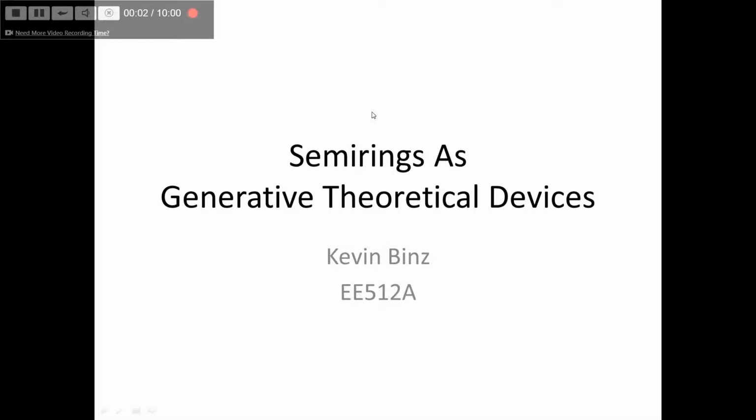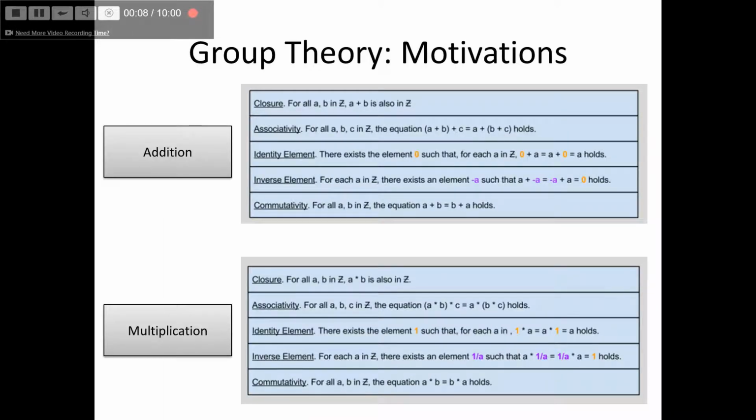Hi, my name is Kevin Binns, and today I'm going to be discussing semirings as generative theoretical devices. To get a handle on group theory, what you need to do is go back to what you learned about addition and multiplication back in elementary school.